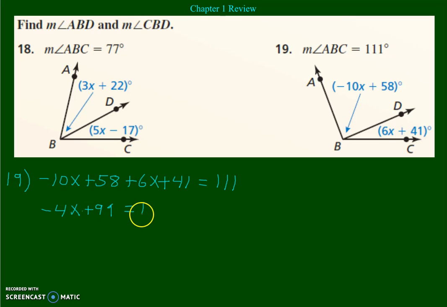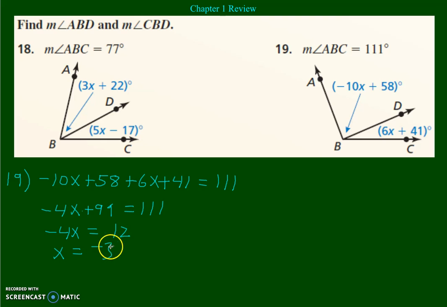And that equals 111. Now we're going to subtract 99. Negative 4x equals 12. Divide by negative 4, x equals negative 3.